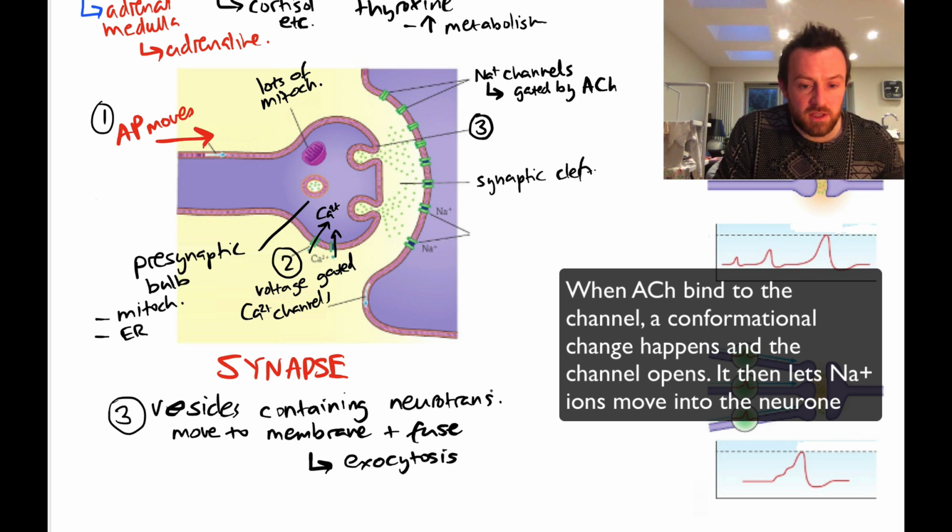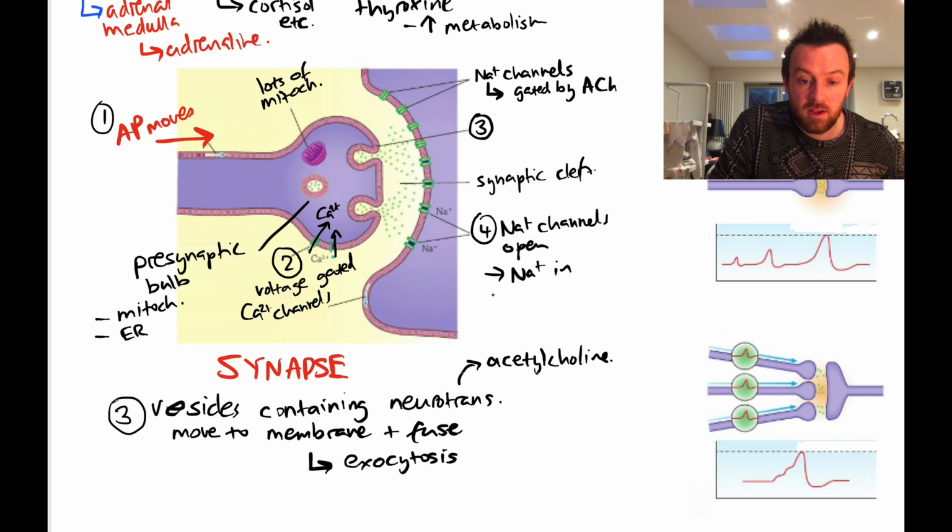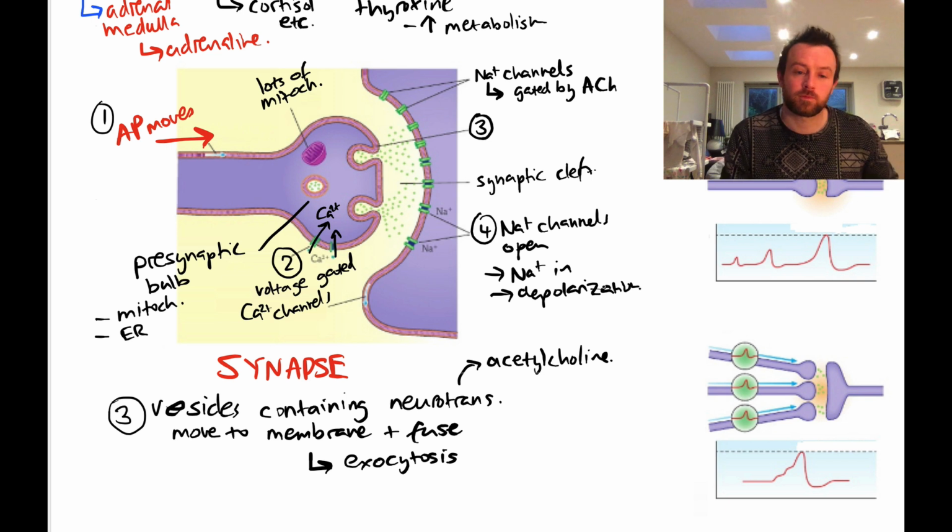Did I say the neurotransmitter? So yeah, neurotransmitter is acetylcholine. So these open, so point 4, once the acetylcholine binds, sodium channels open, Na plus in, and then you get depolarization, which triggers an action potential. Okay.